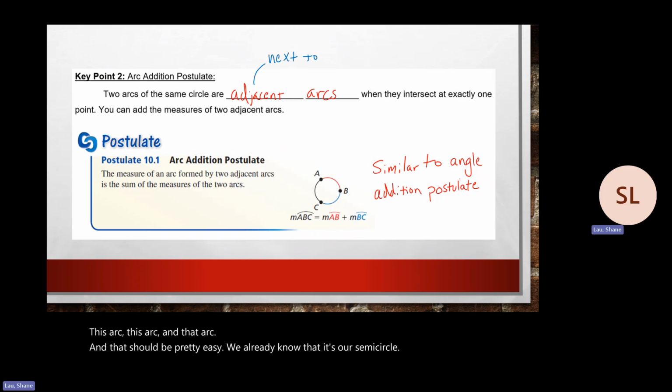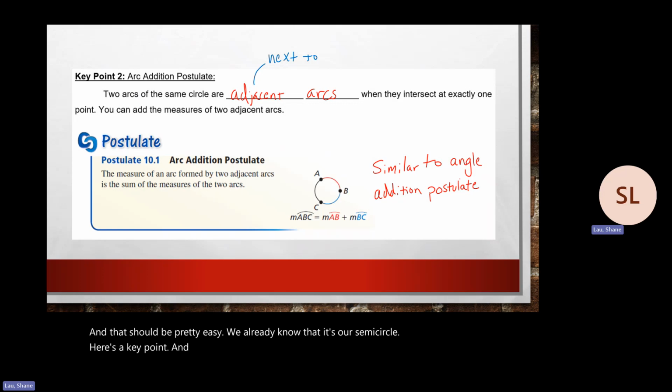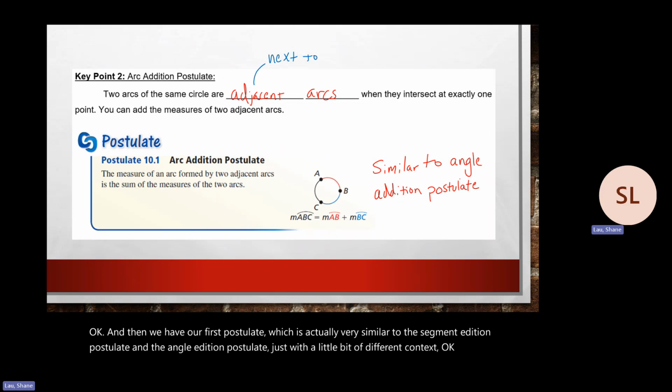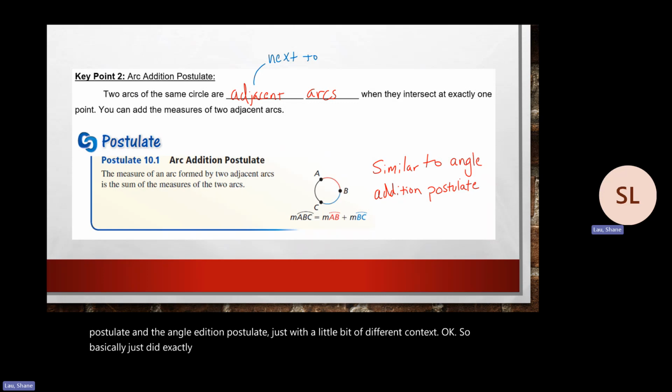Here's a key point. Basically it's just telling us that we can identify adjacent arcs. Remember, adjacent just means next to. And then we have our first postulate, which is actually very similar to the segment addition postulate and the angle addition postulate, just with a little bit of different context. So basically we just did exactly what the previous two examples said, without really even knowing that there was a postulate about it. So what we've been doing is already now in words.